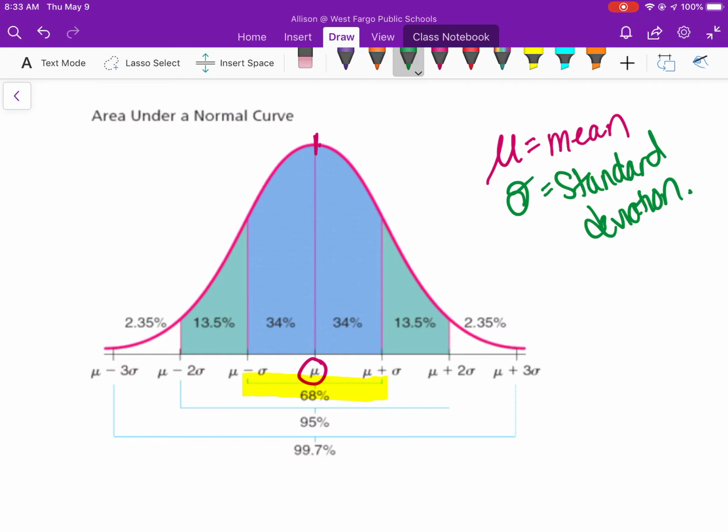So 68%, if it's normally distributed, lies within one standard deviation of the average, which means there's 34% to the right and 34% to the left. And then 95% of the data actually lies within two standard deviations of the mean, which means there is 13.5% between one and two standard deviations out here, and then 13.5% to the left. And I'll show you how we get those numbers in a second here.